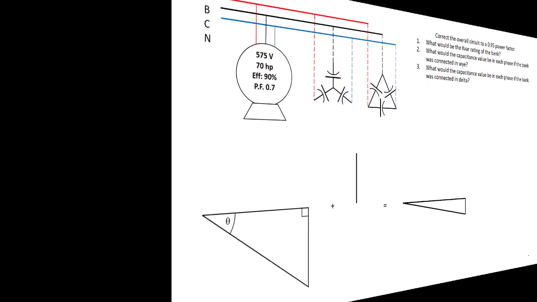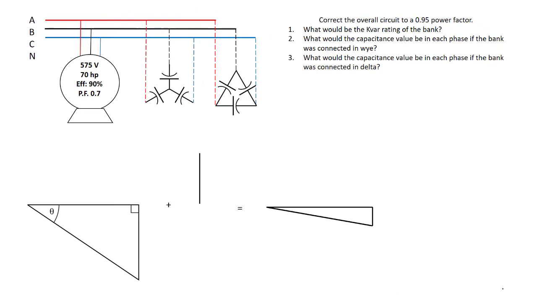So looking at another example here of power factor correction, and once again we are dealing with a motor in this case. Now in this case we are not given the FLA of the motor, but we are given some other values. We're given its voltage, it's a 575 volt motor, it's a 70 horsepower motor, and we're given the efficiency as well as the power factor.